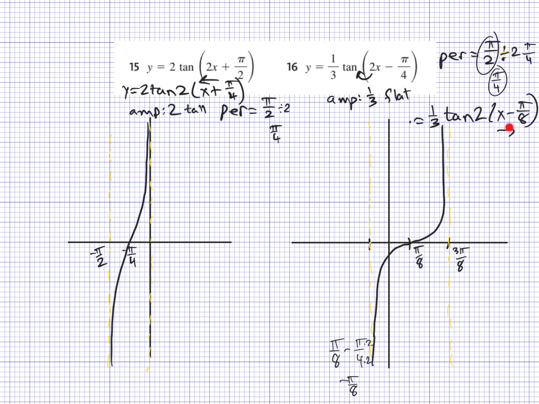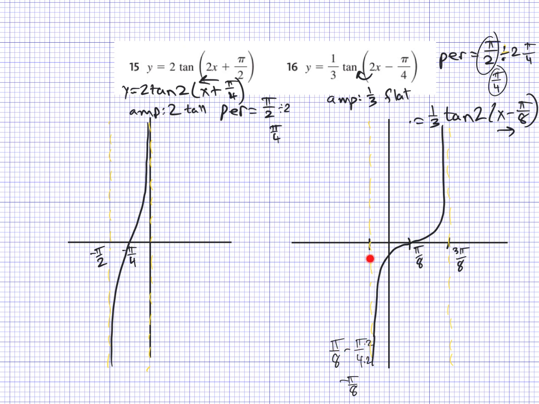So we shifted to the right by pi over 8. So it was at the origin. We go to pi over 8. That's our first point. That's where we're crossing the x-axis. And the left and right of that is going to be your pi over 4. So we got to take pi over 8 and subtract pi over 4. So that's 1 pi minus 2 pi is negative 1 pi over 8.